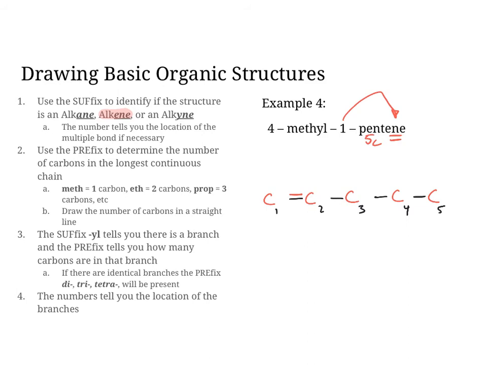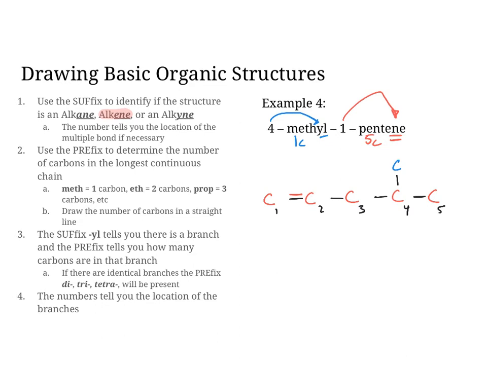Now I need to add a branch, and this time I'm going to add a branch that is a methyl group. So this tells me it's a branch. The meth tells me it is a 1-carbon long branch, and the 4 tells me the location of the branch, which would be on the 4th carbon. So 1, 2, 3, 4. I'm going to put a methyl branch here, and I'm going to bond it.